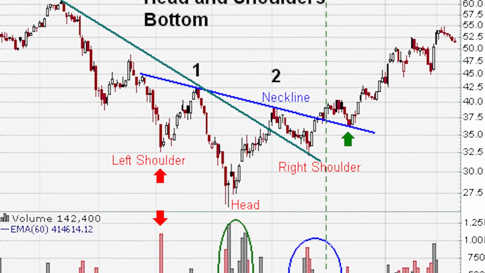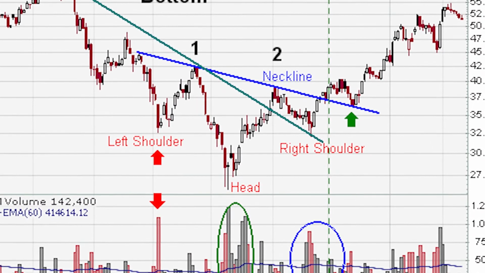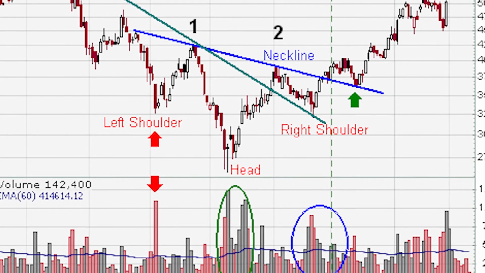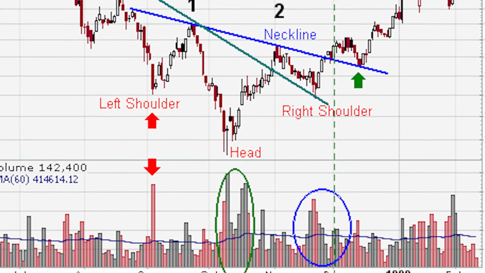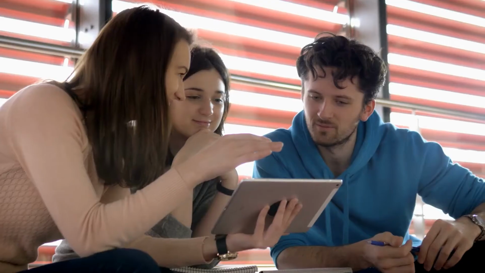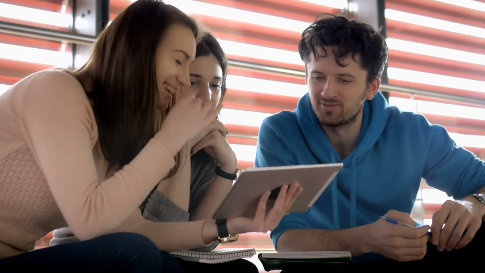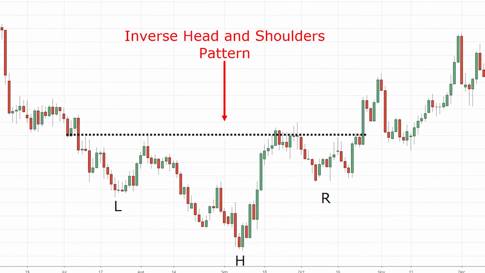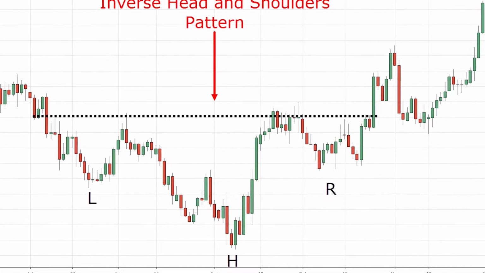Coming to bottom head and shoulders formation, this formation is simply called the inverse of a head and shoulders top and often indicates a change in the trend and market sentiment, and that is what we check for in the Bitcoin chart. The pattern is upside down and the volume pattern is different from a head and shoulders top.